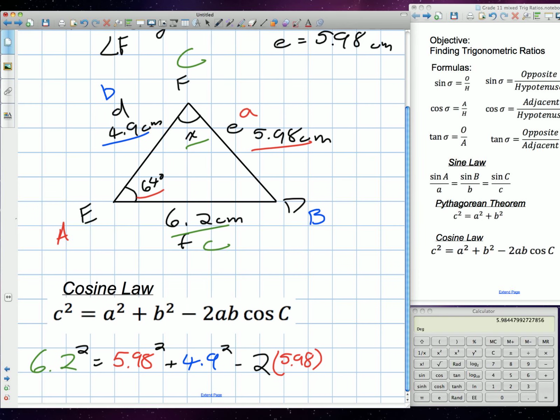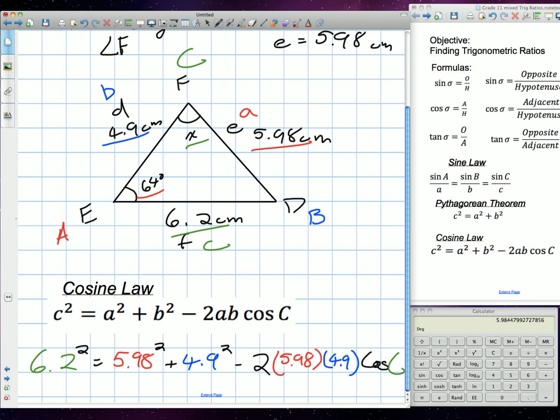Cos, and what do I call C? C. You can just call it C, you can call it X, whatever you like. That's the variable we're looking for. So that's the end of the equation. We either are looking for side C or we're looking for angle C whenever we use cosine law.